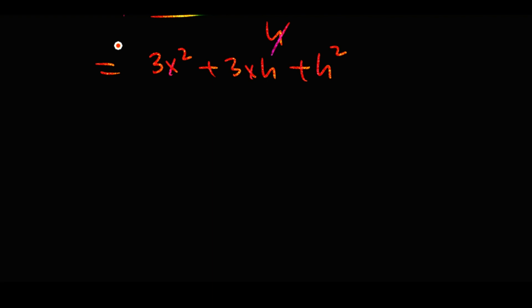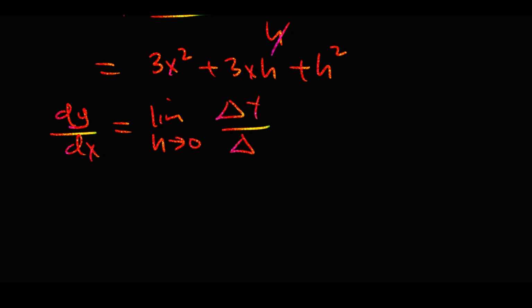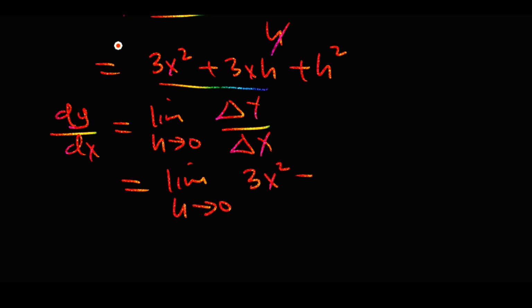Remember we said that dy/dx is obtained by taking the limit as the small change in x tends to 0 of the gradient function, that is change in y over change in x. So now we have the limit as h tends to 0 of 3x squared plus 3xh plus h squared. This limit just means that in this gradient function, any term that has got h in it will eventually be 0. So we can say that they're equal to 0 at this point.